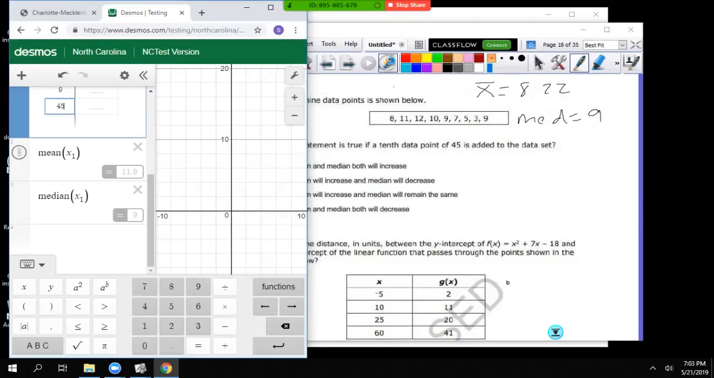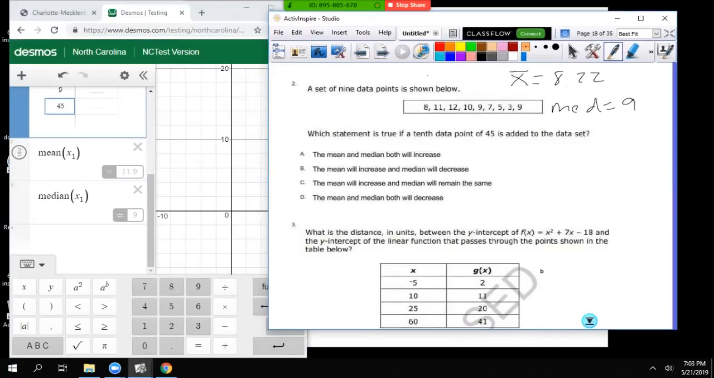So what is true based on the answer choices given to us? Well, I know that the mean increased from 8.2 to 11.9. So is A true? The mean and median both will increase. Well, did the median increase? No, so that can't be our answer. The mean will increase, but the median will decrease. Well, yeah, the mean increased from 8.2 to 11.9, but did the median decrease? No, I've got 9 and 9, so that can't be my answer either.